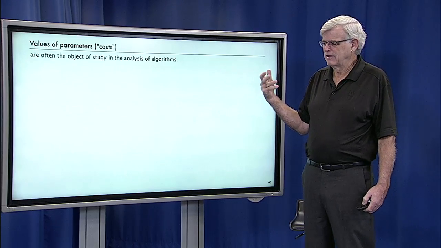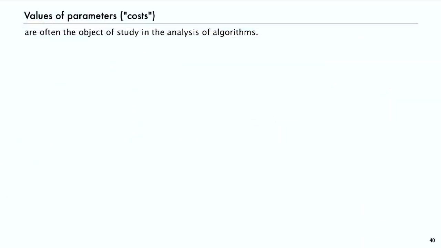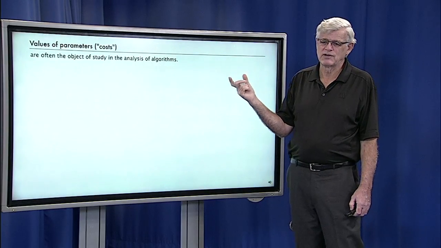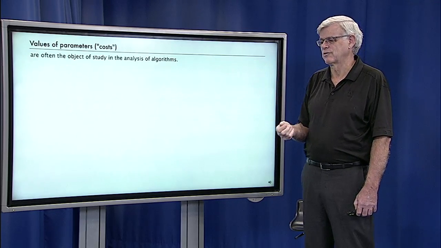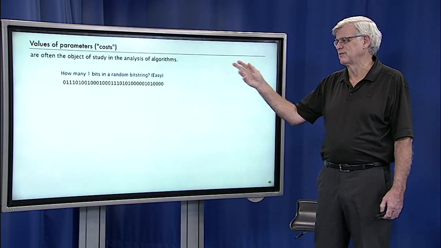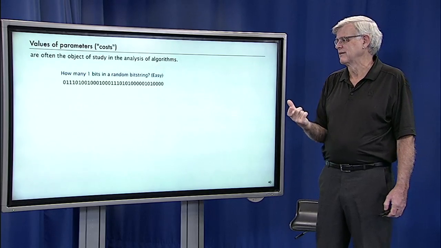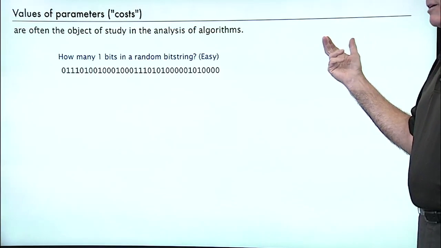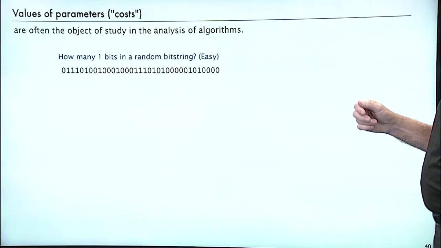Now, that's important, but there's another idea related to this that I want to introduce, and that's all about cost. A lot of times it's not just about the size, it's about some other property of the structure. And so we'll do two examples. One's a very easy example. How many 1 bits are there in a random bit string? Well, everybody knows it should be about half, but still that'll be a warm-up. We'll get the right answer for that.